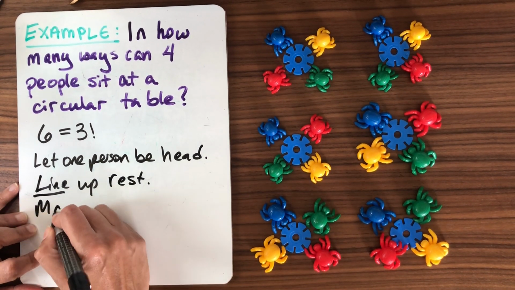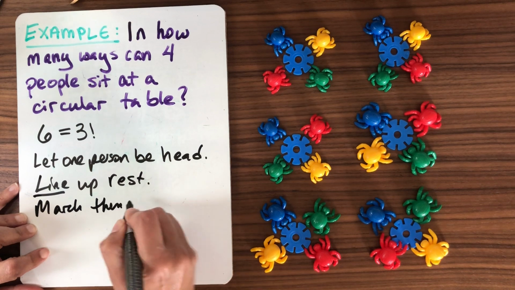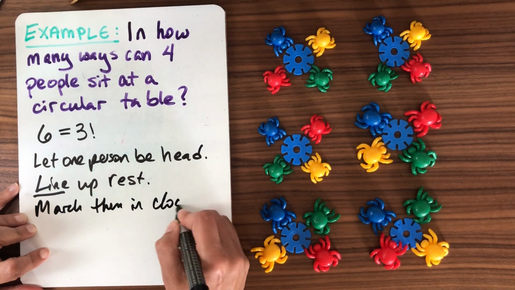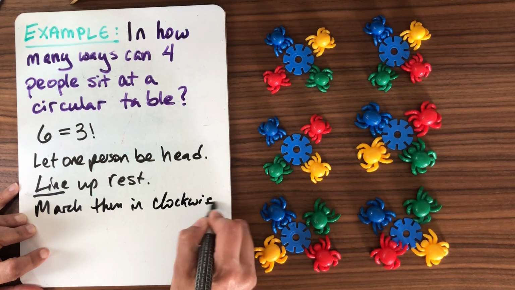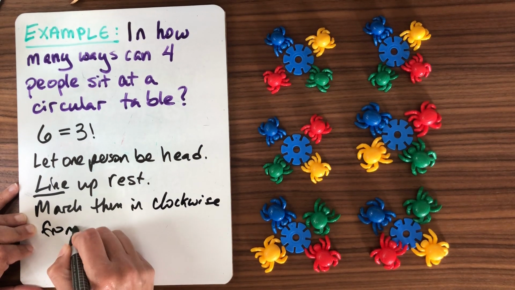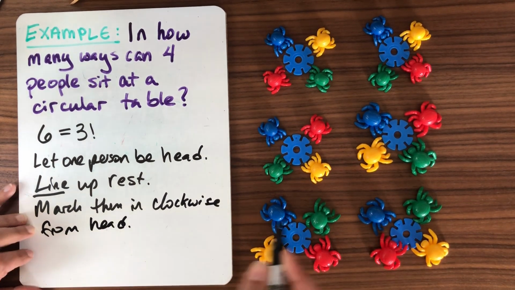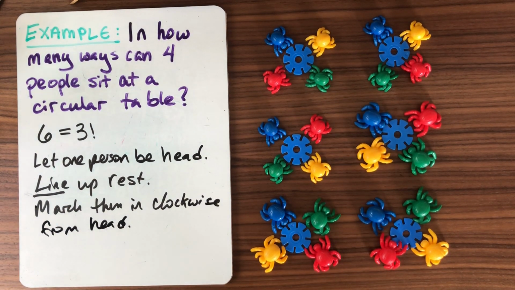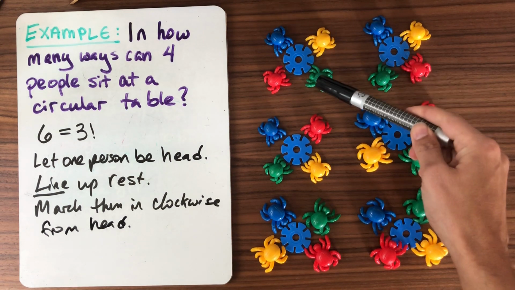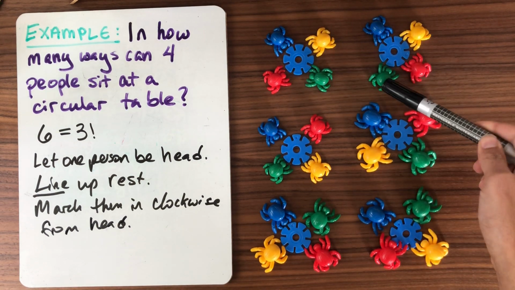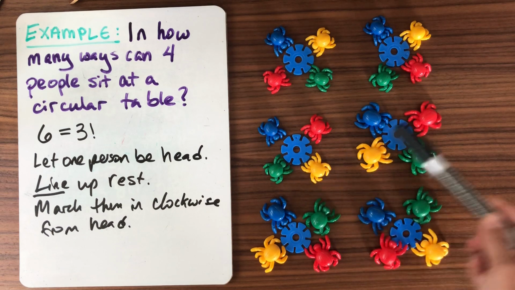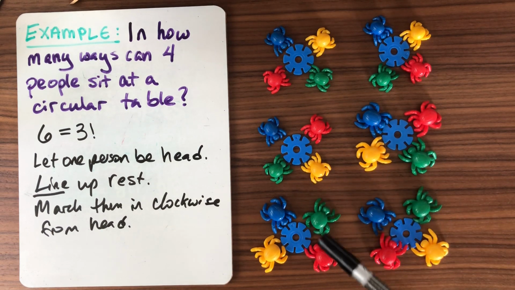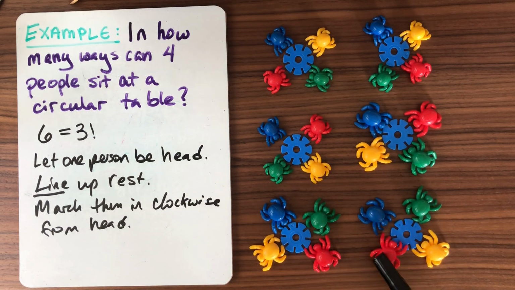March them in, let's say, clockwise from the head. That will give us a different linear order. So here, I've marched in yellow, green, red; yellow, red, green; red, yellow, green; red, green, yellow; green, red, yellow; green, yellow, red. So there I see the 3 factorial is coming.